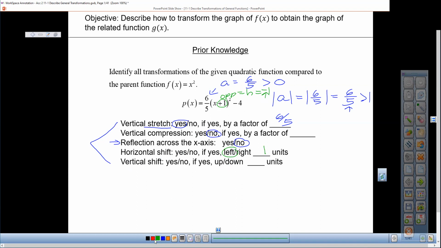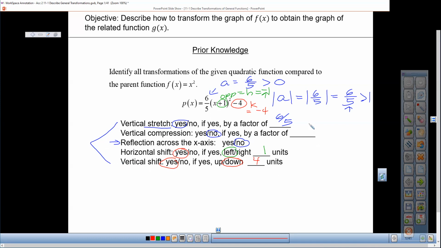Then we have the number that is outside of the parentheses, and that value is our k directly. So the only time we do the opposite is with h. K is a -4 here. K is about vertical translations, up, down. So this, we do have a vertical translation. The direction, because this is a -4, means we're going down, which is the negative direction from the origin. And then the number of units would be 4 units.